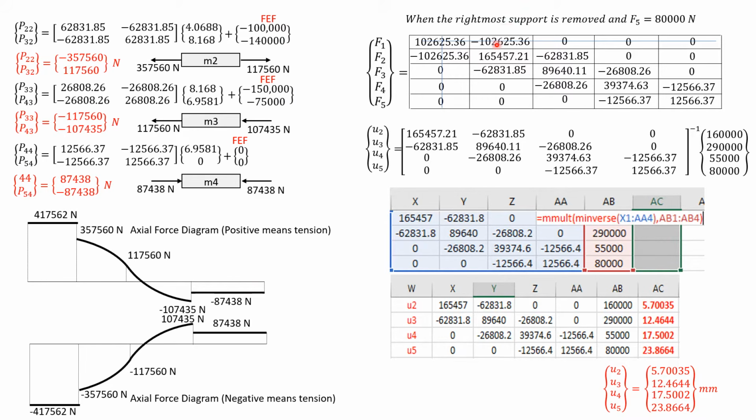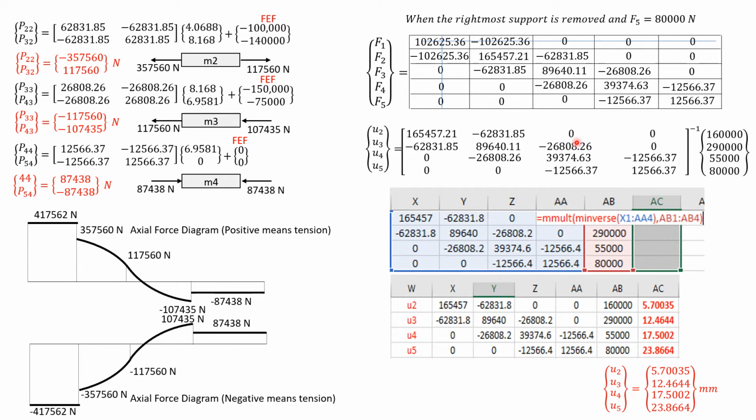Then the second question, when the rightmost support is removed and F5 is 80,000, we can only eliminate one row and column associated with zero displacement. So the general stiffness matrix is now a 4 by 4 matrix. And because a 4 by 4 matrix is long, it requires time to invert it.